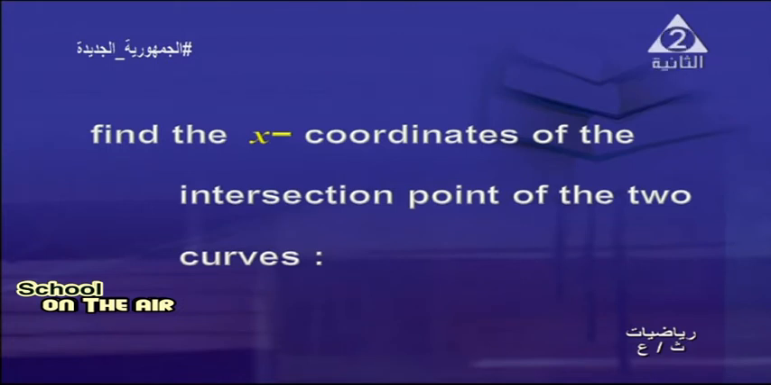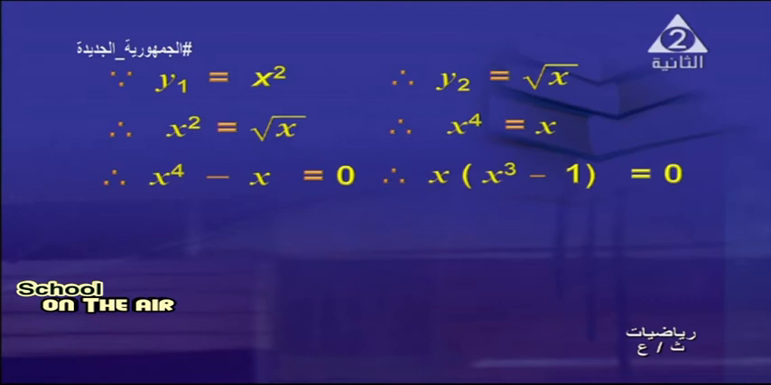To find the x coordinates of the intersection points of the two curves, put y1 equals y2. Since y1 equals x power 2, then root of x power 2 equals square root of x. Then x power 4 equals x, and x power 4 minus x equals 0. By taking x as a common factor, x multiplied by (x power 3 minus 1) equals 0, then x equals 0 or x equals 1. And we know that y2 is bigger than y1 in the interval 0 to 1.